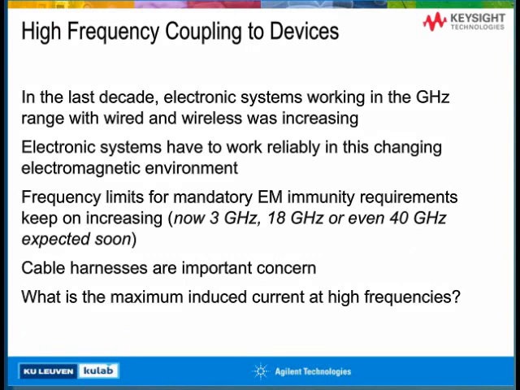And that's also expressed in mandatory requirements. So in Europe, for immunity, it's now required to test up to 3 gigahertz; 18 or even 40 gigahertz are expected soon. Typically, for both emission and immunity, cables and cable harnesses are seen as a very important aspect, definitely below 1 gigahertz. We wanted to know: what is now the maximum induced current at high frequencies? Does it always stay at the same level? Does it increase? Does it decrease? What happens there?